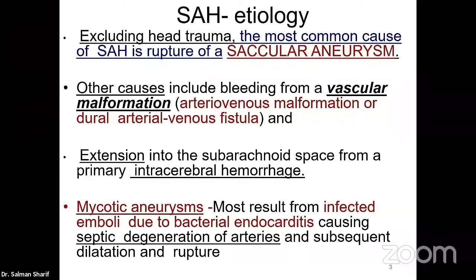Its etiology: head injury or head trauma is one of the most common causes, but we are discussing today the spontaneous subarachnoid hemorrhage, which is usually due to rupture of an aneurysm, usually a saccular aneurysm. Other causes include bleeding from a vascular malformation, AVM, and extension into the subarachnoid space from a primary intracerebral hemorrhage. Mycotic aneurysms mostly result from infected emboli due to bacterial endocarditis, causing septic degeneration of arteries and subsequent dilatation and rupture.